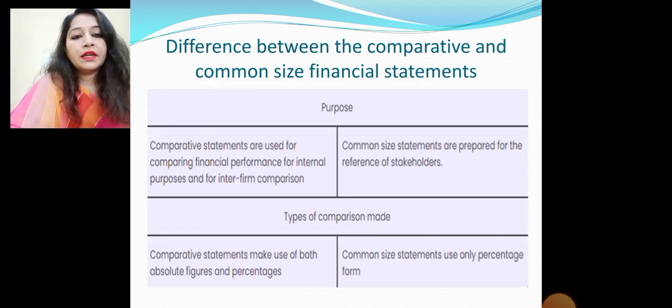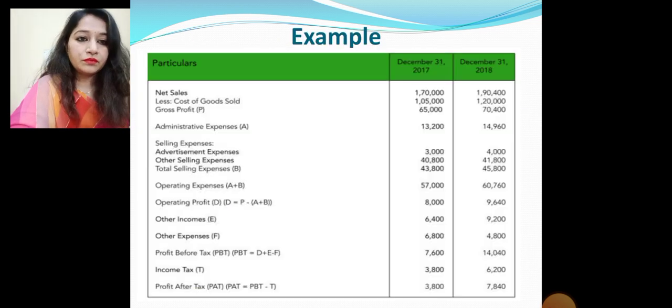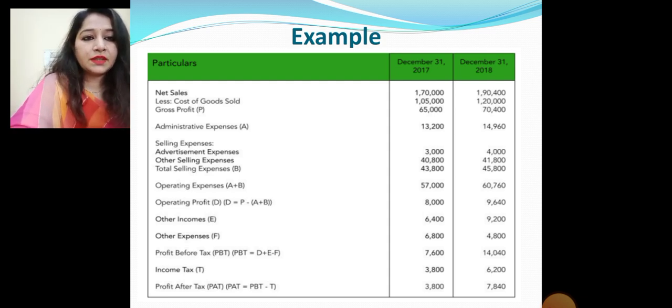Next, the purpose. Comparative statements are used for comparing financial performance for internal purposes and for inter-firm comparison. Common size statements are prepared for the reference of stakeholders. Next, type of comparison made. Comparative statements are useful for both absolute figures and percentages, and common size statements use only percentage form. So this was the comparison. Now we can understand further with the help of an example.